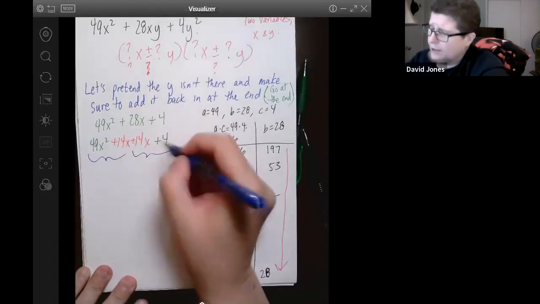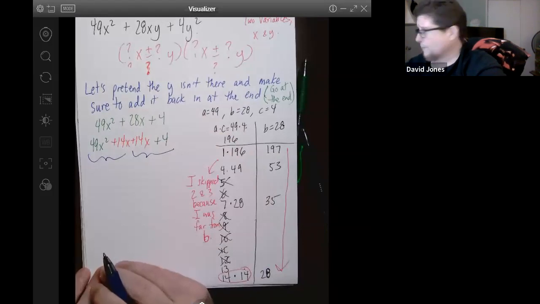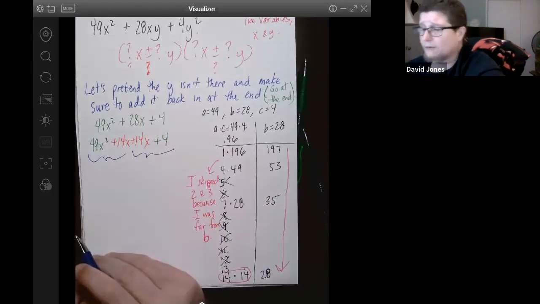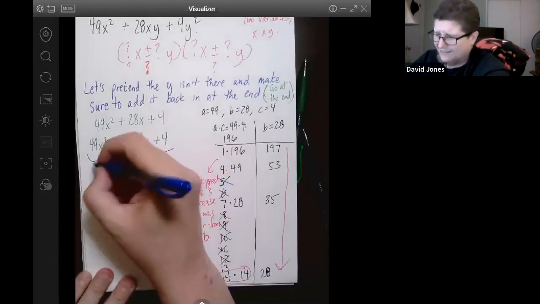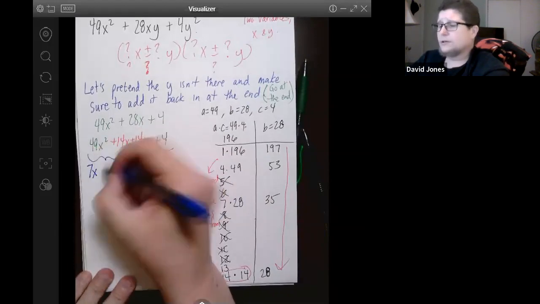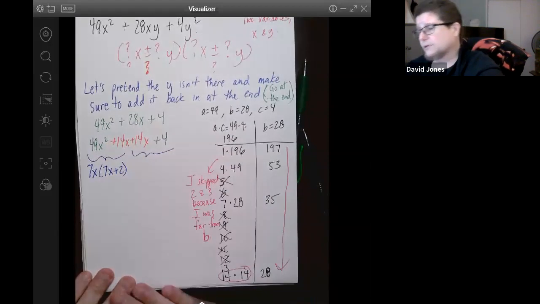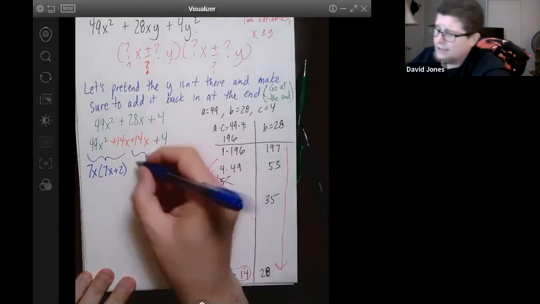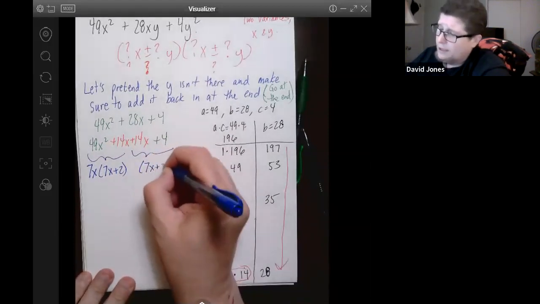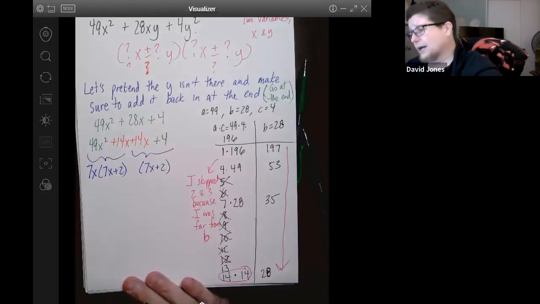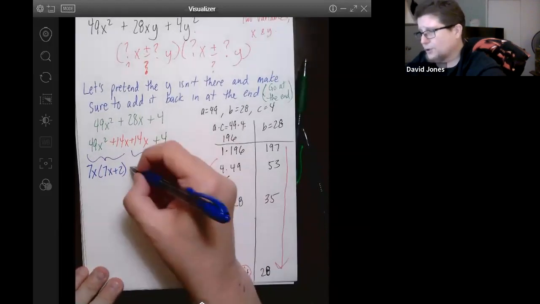Break this up into pairs. If you go through the table thing, or if you get better at factoring and noticing, looking for the greatest common factor now, it looks like a 7x comes out of both of those. And it should leave behind a 7x plus 2. My 7x plus 2 should repeat. And I've got to multiply by 2 here to get that.